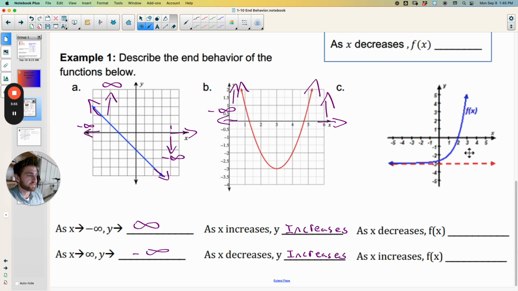And then lastly, we have an exponential function, and watch what happens as x decreases. Our function decreases until it gets to this horizontal asymptote right here, which is y equals -3. So as x decreases, f of x approaches -3. And then on the other side, as x increases, y, or f of x, approaches positive infinity. And since we're talking about decreasing or increasing, we'll say as x increases, f of x increases.